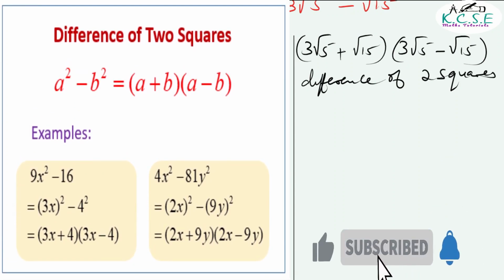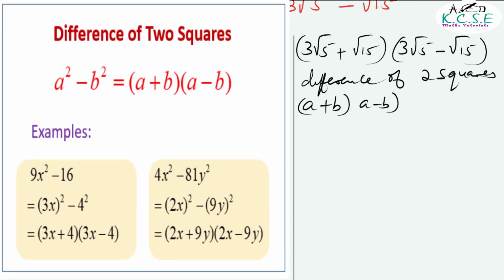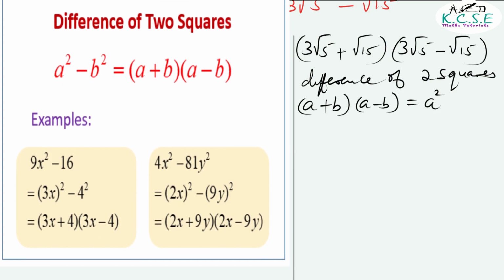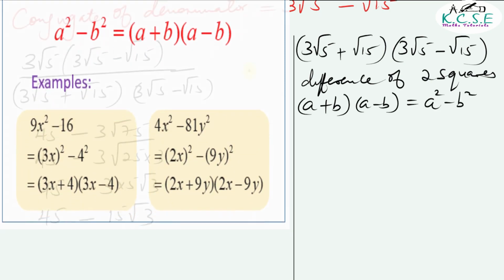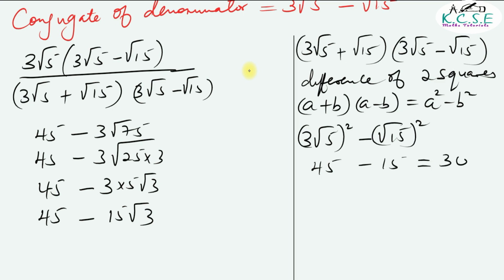It's an example of difference of two squares, a plus b, a minus b, which gives a squared minus b squared. So in this case, this will be 3 root of 5 squared, subtract root of 15 squared, which gives 45, subtract 15, and when you subtract these, you get 30. 45 minus 15 is 30.